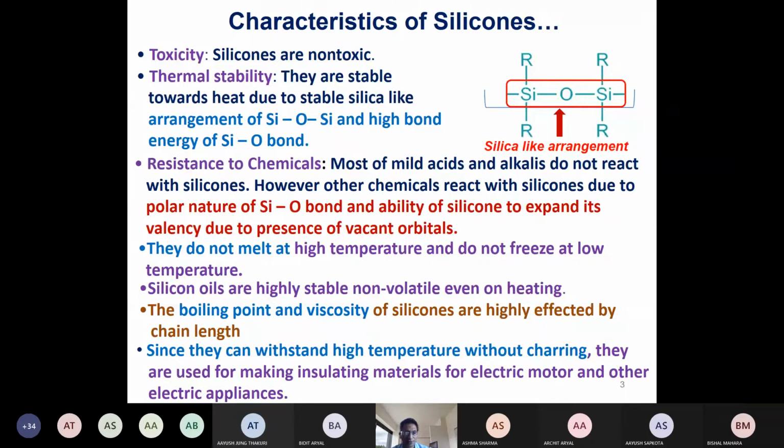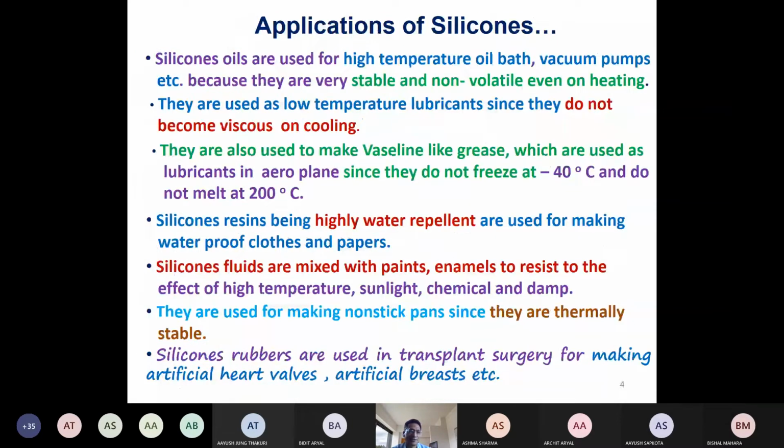They are used for making insulating material for electric motors and other electrical items. And at high temperature, they don't char. Charring means becoming black at high temperature. And on the basis of these properties, silicones are used in various types of material. Like first, the applications of silicone.